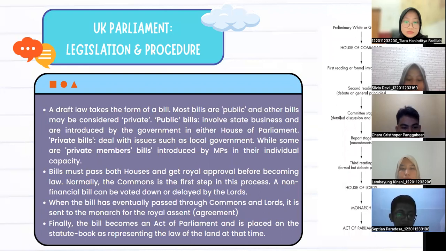Normally, the Commons is the first step in the process. A non-financial bill can be voted down or delayed by the Lords. And when the bill has eventually passed through Commons and Lords, it is sent to the monarch for the royal agreement. Finally, the bill becomes an act of Parliament and is placed on the statute book as representing the law of the land at that time.